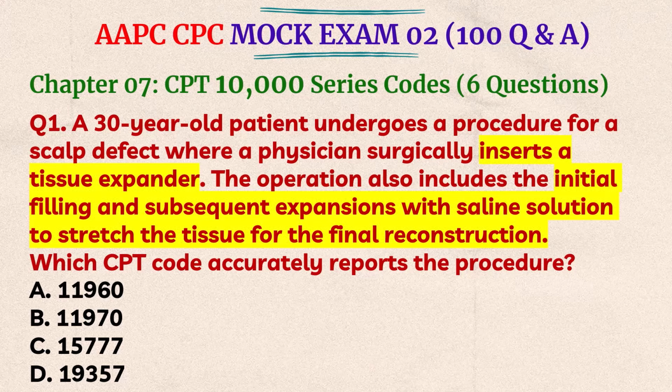So here you have to highlight, this is an insertion of tissue expander, initial filling and subsequent expansion with saline solution, to stretch the tissue for final reconstruction. These are the main terms you have to highlight. When you look at the answer, you can see A and B are the adjacent codes and the other 2 codes are deviated codes. So you can use both ways to find the answer. The first method is elimination. You can directly go to the code and find the answer, or else you can use the CPT alphabetic index and find the answer. First, I'll tell you how to find the answer using the elimination method.